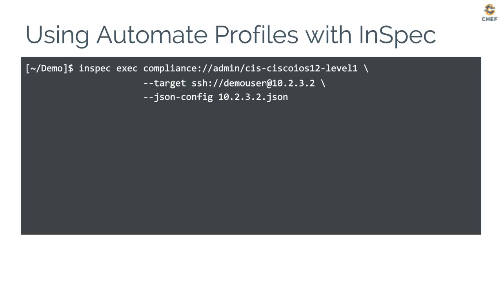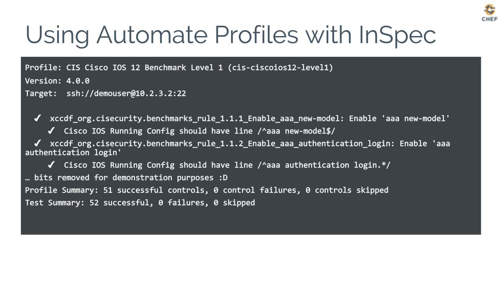And here is an example of the output that you would get if you run this from the CLI. Obviously, I've removed quite a few lines because it's 52 controls out of the box for the Cisco IOS 12 benchmark level 1 profile. But that's a general idea of what you'll see from the command line when you execute this. And then also, that will be sent up to the Chef Automate server.